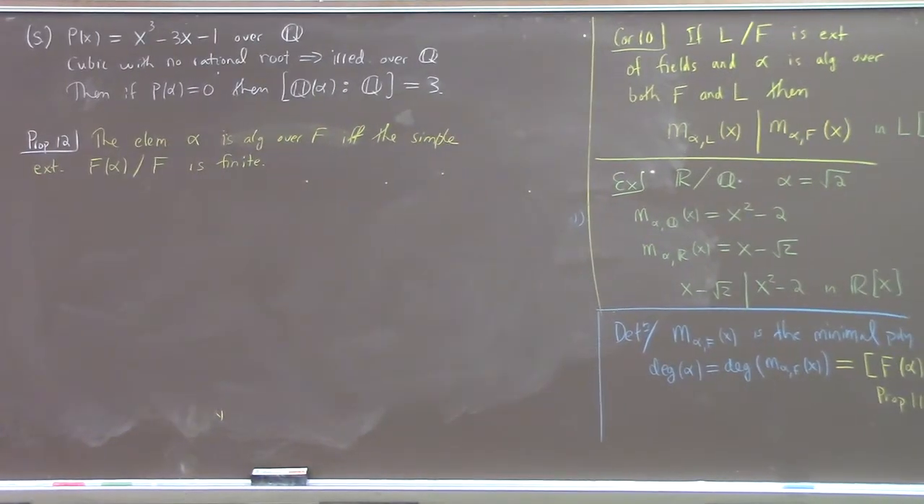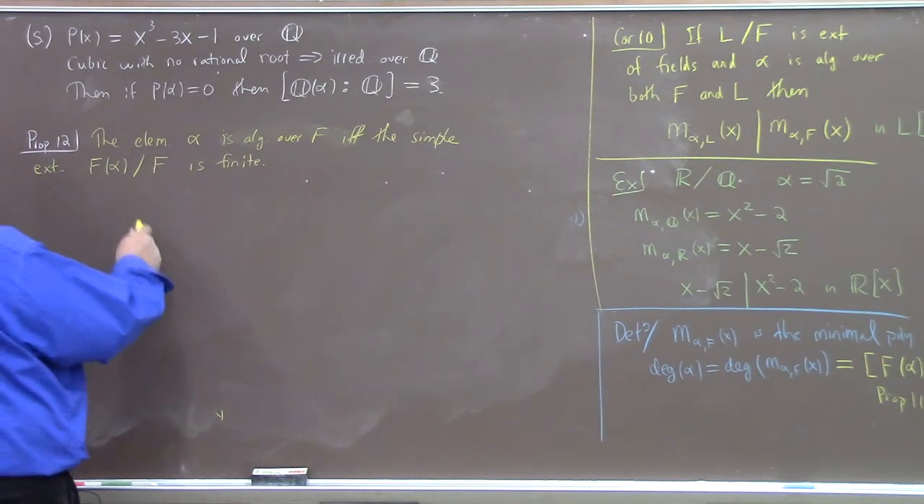But I will try to look at the proof of this. So he says, if alpha is algebraic over F, then the degree of the extension F(alpha) over F is the degree of the minimal polynomial of alpha over F.